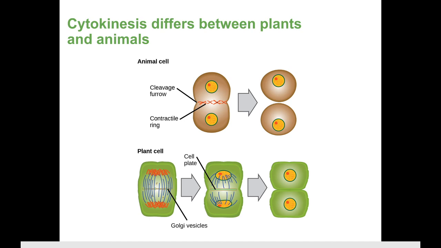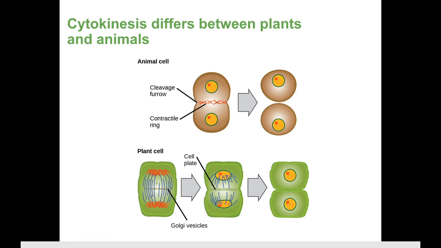So in animal cells, you're going to form something called a cleavage furrow. And you can see that they've marked it with red X's there in this diagram. Those are not chromosomes. That is just where they indicated where the cleavage furrow is. And it will actually pinch off until you've formed two new cells.